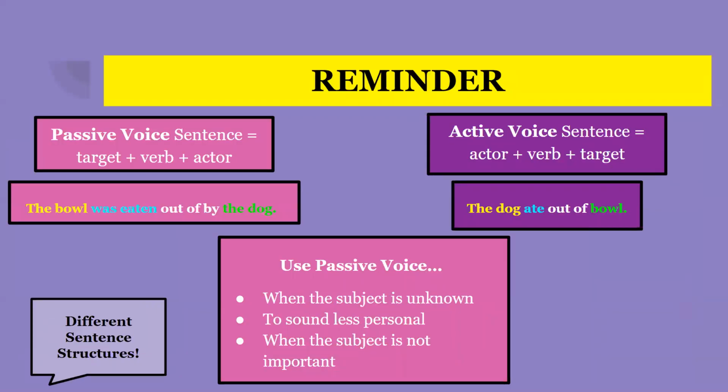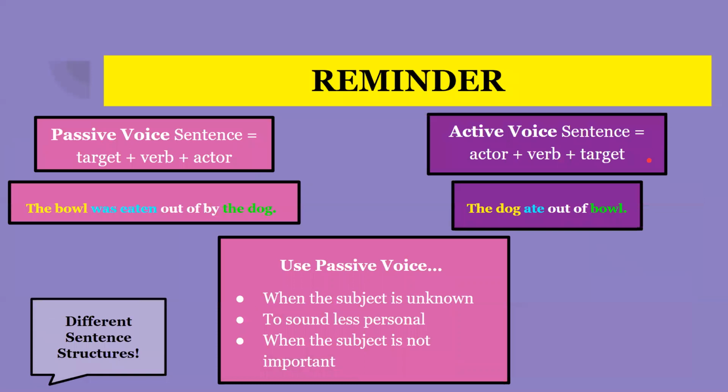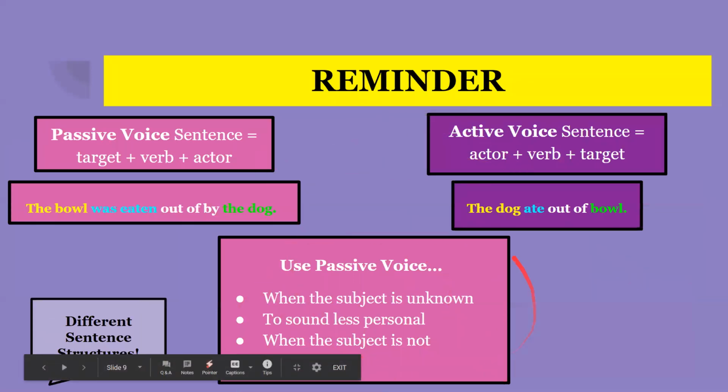All right, so as a reminder, passive voice is target plus verb plus actor. Active voice is actor plus verb plus target. These are our examples, and these are the 3 times when you use a passive voice. And remember, they're simply just different sentence structures.